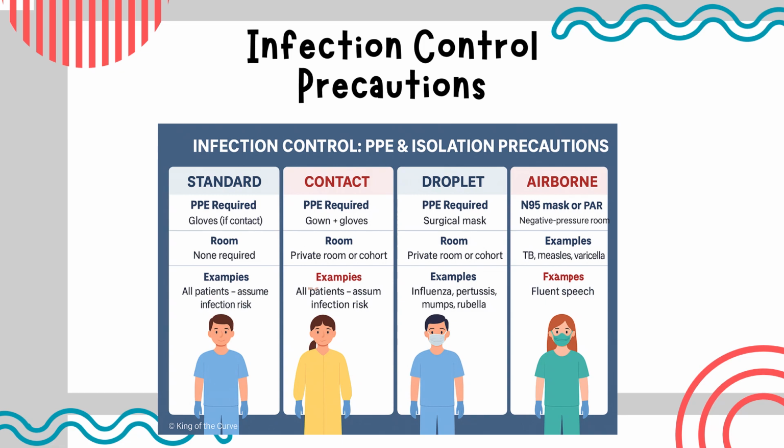Airborne, on the other hand, is where you need to have your patient in a negative pressure room. There's not going to be a chance that they're going to be in a cohort, very unlikely unless absolutely deemed necessary. And then you as the nurse will have your N95 respirator mask that fits to you. Examples of this are TB, measles, varicella.